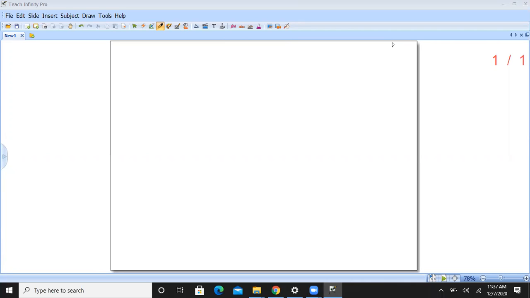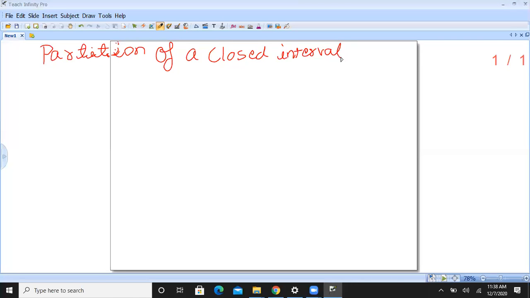So in today's class, we shall study about partition of a closed interval. Okay, so in today's class we shall study about partition of closed interval.